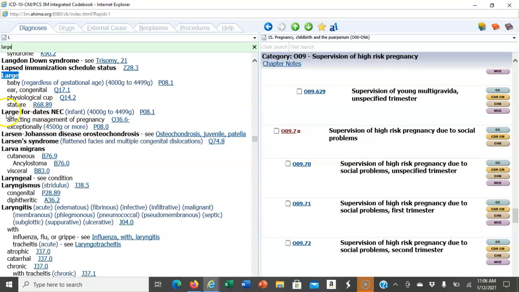We know that is absolutely not the code we need. Affecting management of pregnancy, and this code begins with an O. So we know that this is the code that we need to go on the mother's chart.